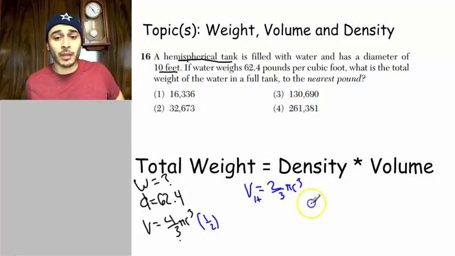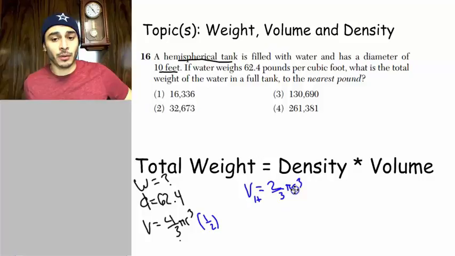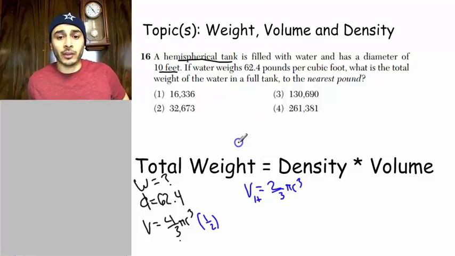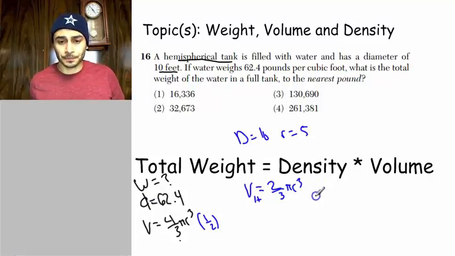So then we got everything we need. We got the formula for the volume of the hemisphere, right? All we need is a radius, and they tell you the diameter is 10, so that means the radius is 5. So we got the radius to get the volume, and we got the density. So we're ready to go. So let's go ahead and find that volume. So then it's going to be 2/3 pi 5 cubed.